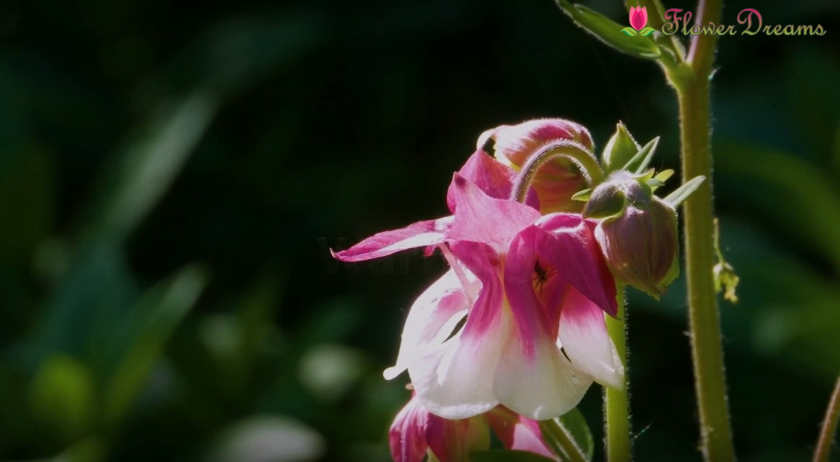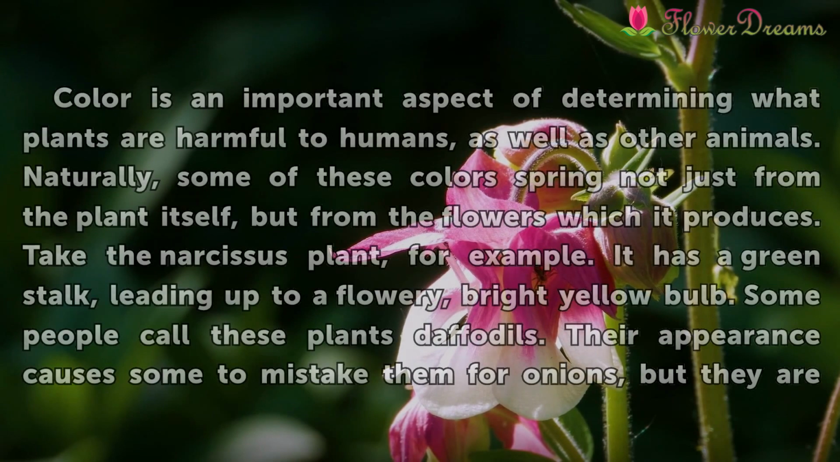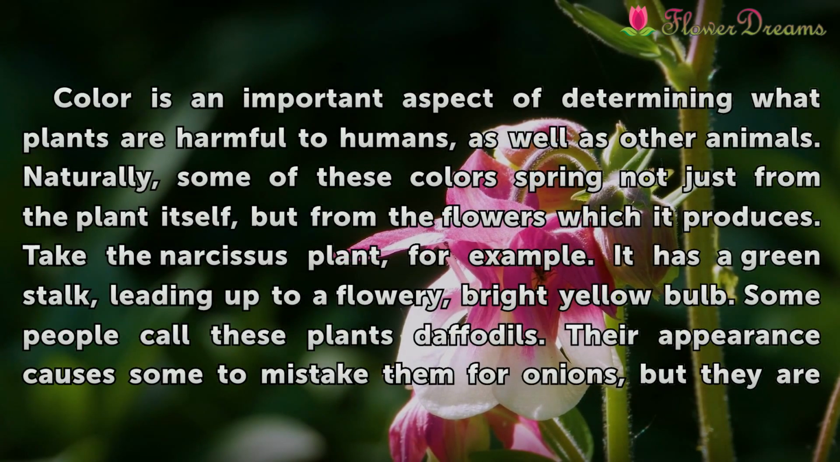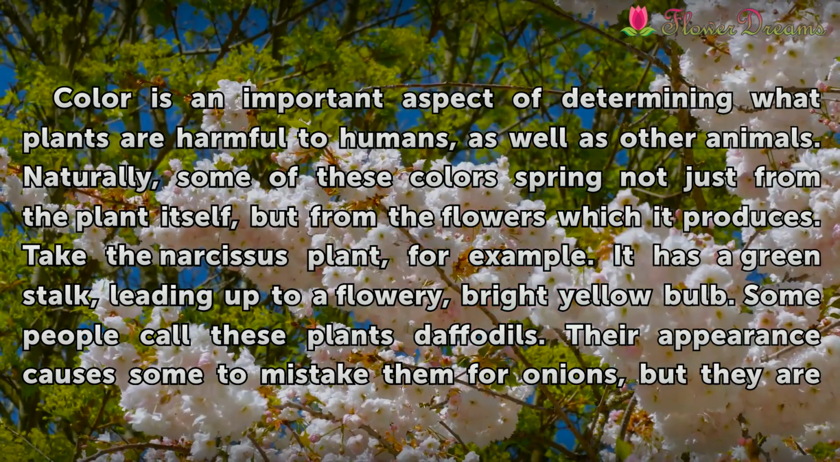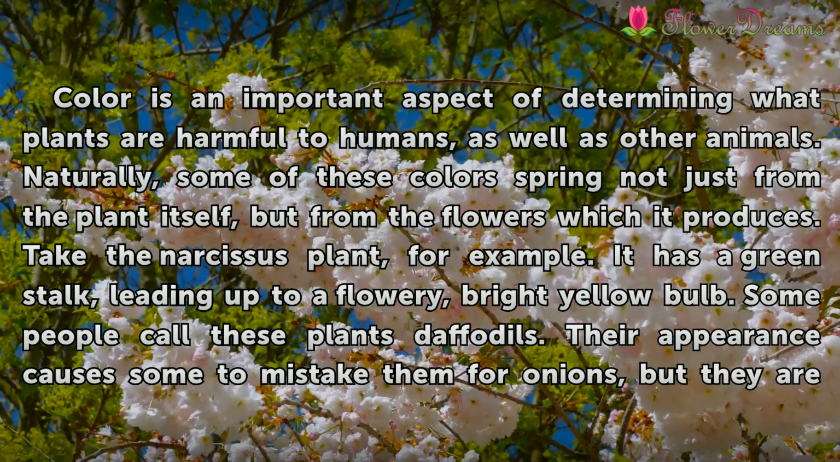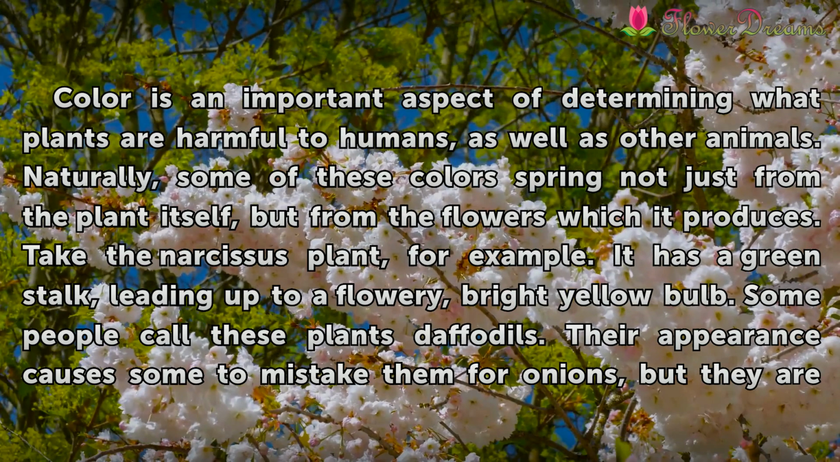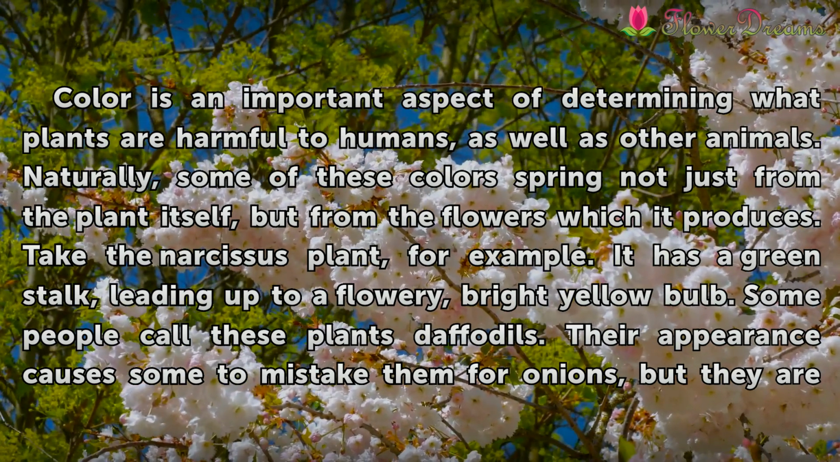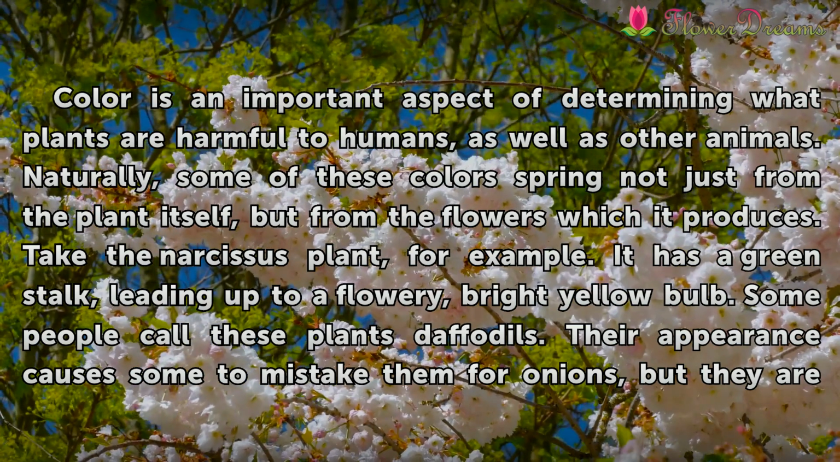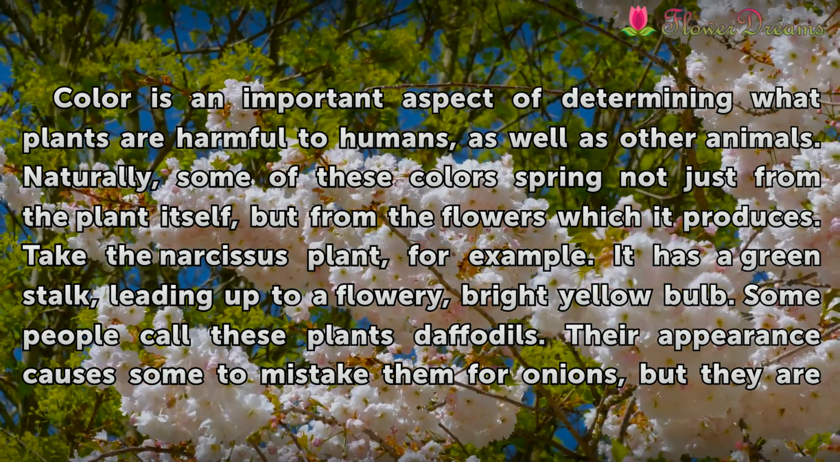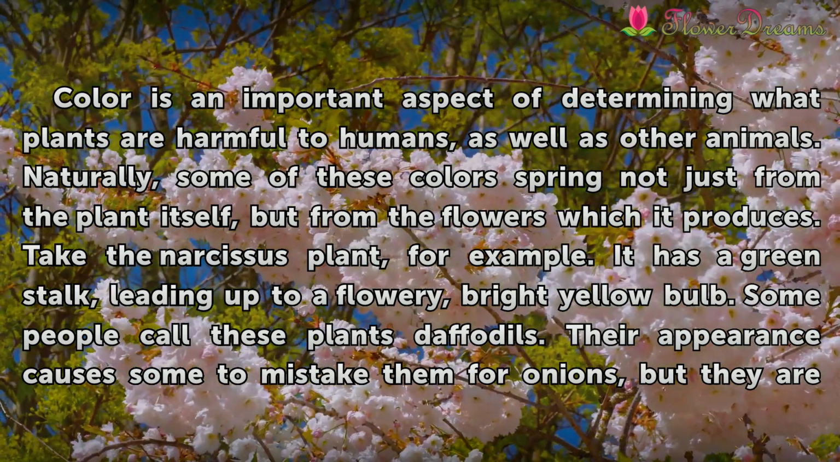Warning. Color is an important aspect of determining what plants are harmful to humans, as well as other animals. Naturally, some of these colors spring not just from the plant itself, but from the flowers which it produces. Take the narcissus plant, for example. It has a green stalk, leading up to a flowery, bright yellow bulb. Some people call these plants daffodils.